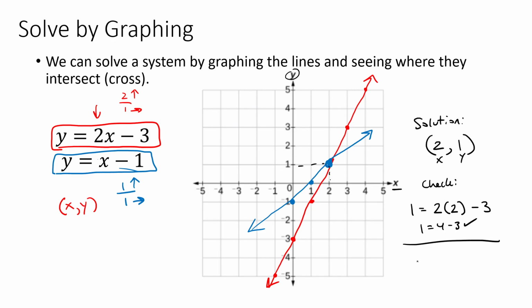All right, remember, it has to make the other one true also. Okay, so plugging in the second equation, does 1 equal 2 minus 1? Yes, we can see pretty easily. Okay, to solve a system by graphing, again, it's really no different than graphing a single line. We're just graphing two of them, and then just figuring out where they cross.